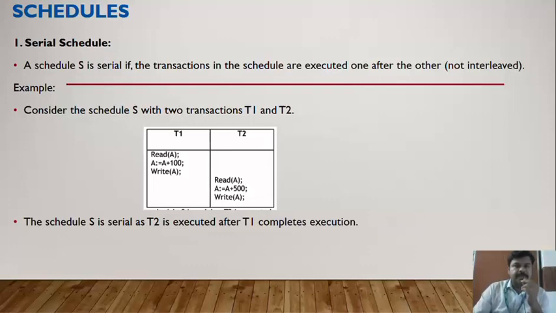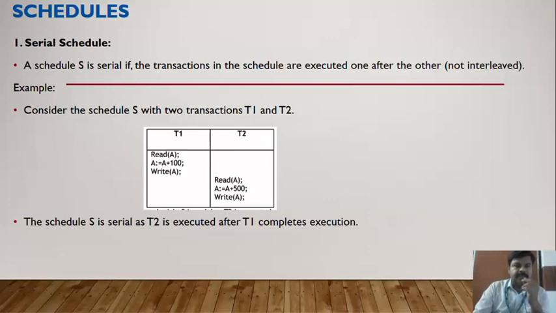It is a serial execution, that is, one after another. Consider a schedule with two transactions T1 and T2. You can have three steps of transaction in T1 as well as T2. Read of A, A equal to A plus 100, write of A. So after the execution of T1, we will move to T2. Read of A, A equal to A plus 500, write of A. So T2 will be executed after T1.